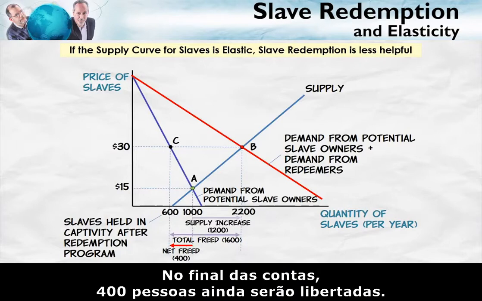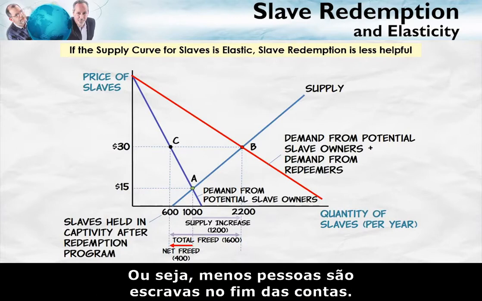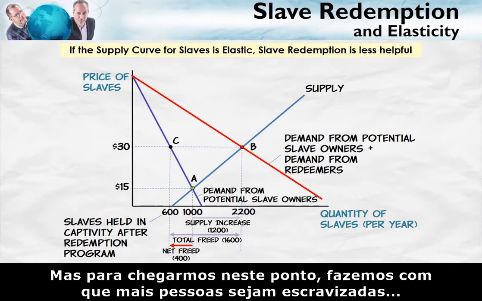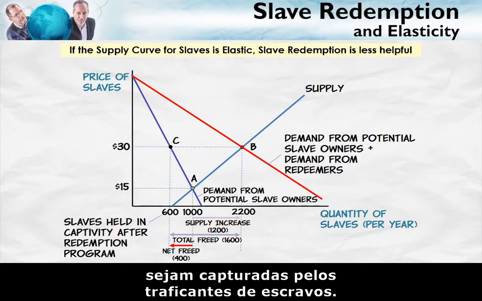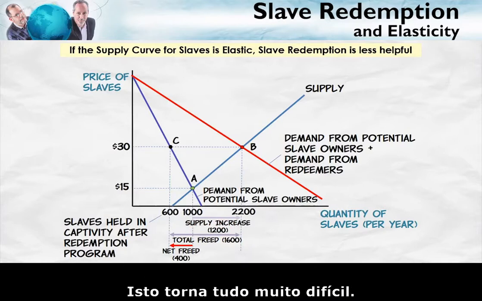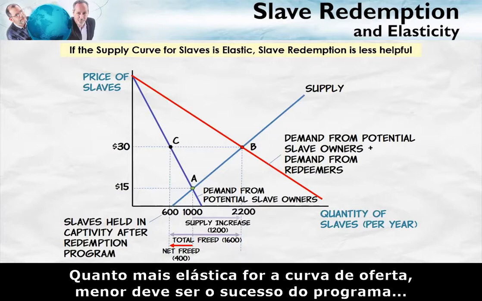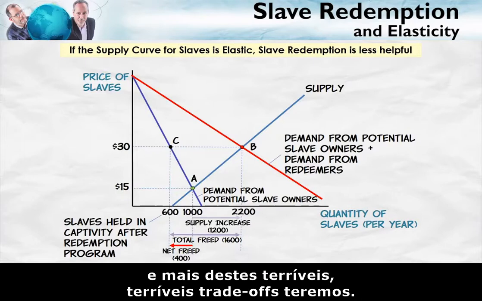So at the end of the day, 400 people are still freed on net. Fewer people end up being slaves at the end of the day. But to get there, at the beginning of the day, we've got a lot more people who are enslaved, who are taken by the slave traders. So this makes it very difficult. The more elastic the supply curve is, the less successful the program can be, and the more of these terrible, terrible trade-offs there are.